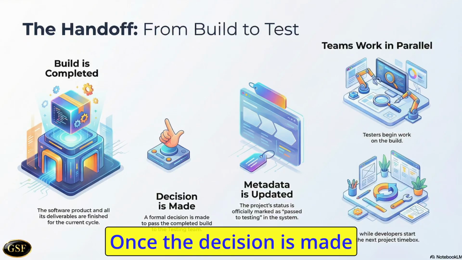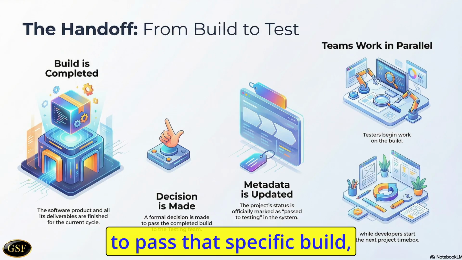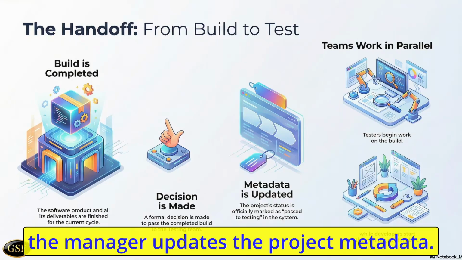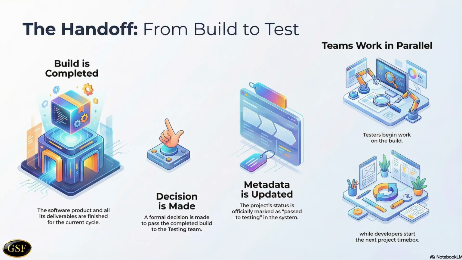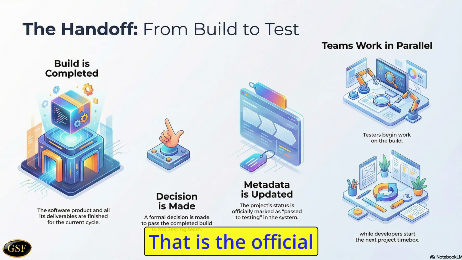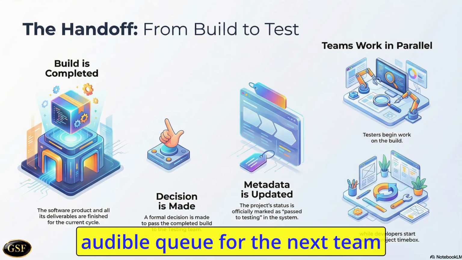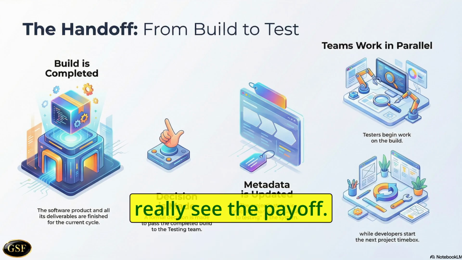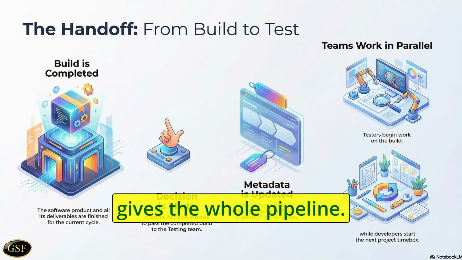Absolutely. Once the decision is made to pass that specific build with its unique build version number to testing, the manager updates the project metadata. The state field gets marked passed to testing. That is the official audible cue for the next team to start their work. And this is where we really see the payoff. Talk about the modern advantage this gives the whole pipeline.